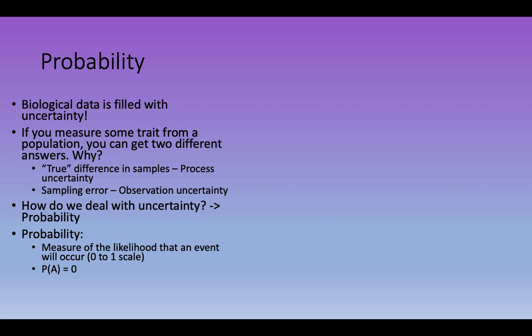We're going to talk a lot more about probability in the next couple of lectures, but in this case I just want to be clear. Probability is the measurement of the likelihood that an event will occur. On a scale of 0 to 1, that's what a probability is: how likely is it to occur? If it is 0, then it's not going to occur. If it's 1, then it will occur. So if we say the probability of A is 0, then it's not going to occur.